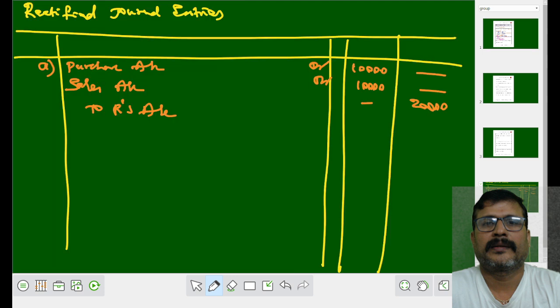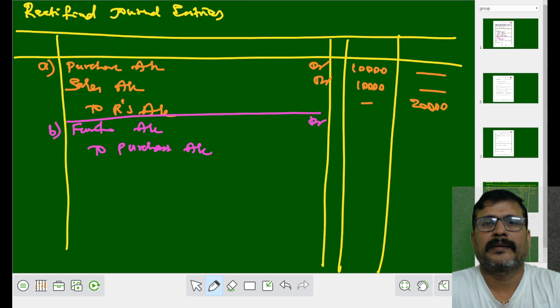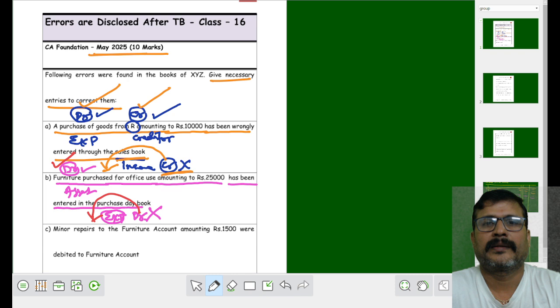Now shall we write the entry? That is point B. Furniture account debit to purchases account. What is the amount? 25,000. Being wrong debit to purchase account is rectified. Next one.